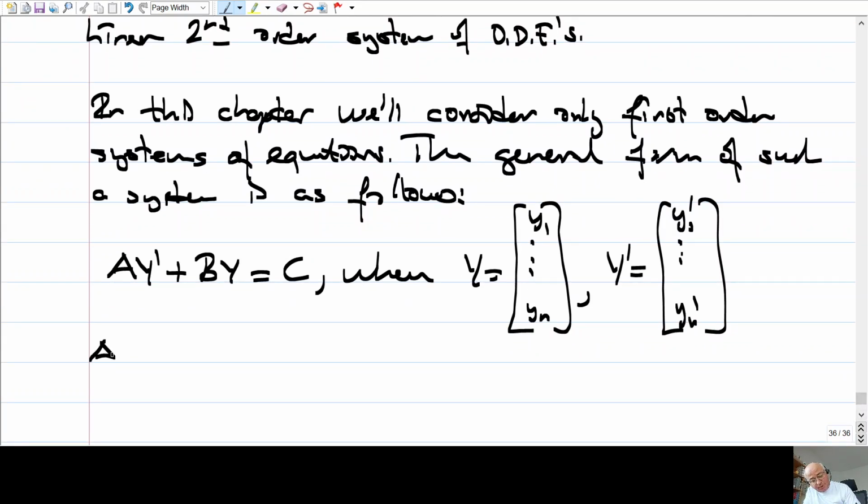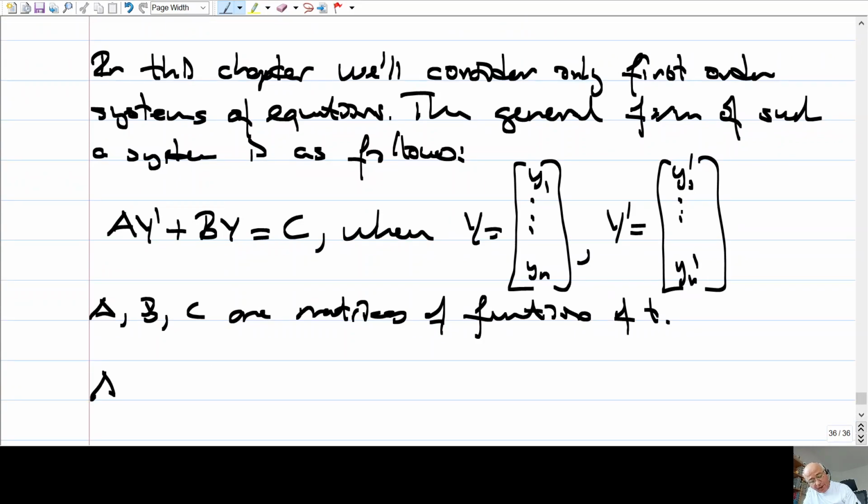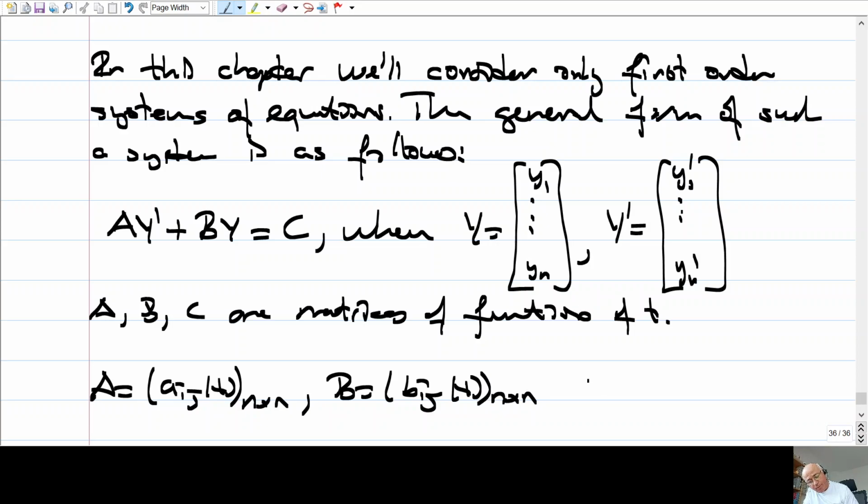and A, B, C are matrices of functions of t. So for example, A is something like this. It's an n by n matrix, a_ij(t). So this is n by n. B is an n by n matrix because they are multiplied with y1 up to yn, and C is a column matrix. So this is just c_i(t). This is just an n by 1 matrix.